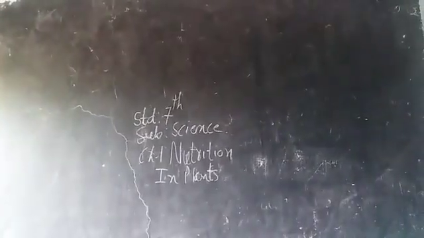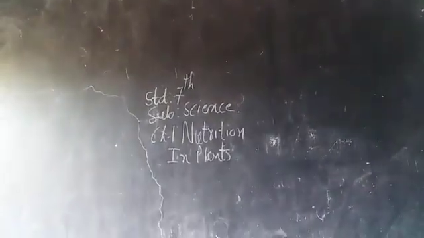Standard 7, Subject Science, Chapter 1, Nutrition in Plants. Number 1, today I will teach definitions. Number 1, Nutrition: a process of taking food by an organism and its utilization by the body is called nutrition.